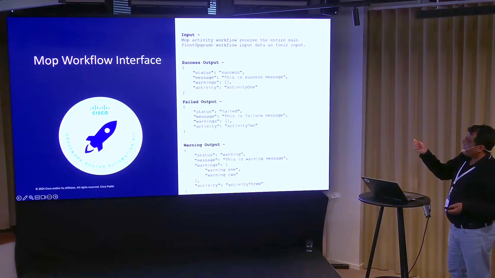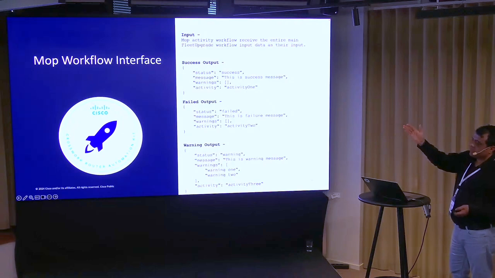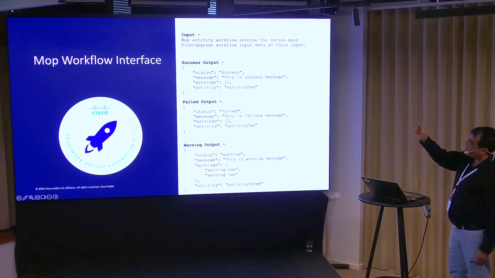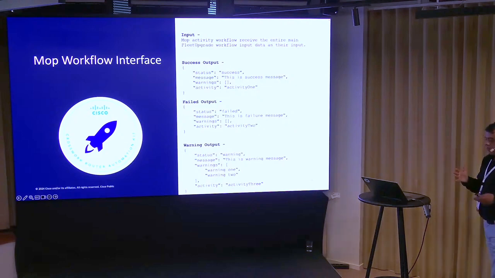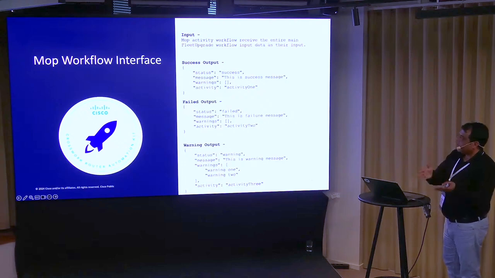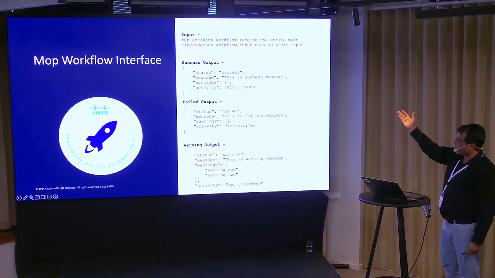On this slide, I've defined the interface schema. This interface schema is specific to the activity workflow. In our example case, I'm going to develop a config backup, a particular mop activity workflow. The input schema is whatever input you have defined for the main workflow; that same input will be received by the mop activity workflow. There is no specific schema. Whatever input you have given to the main workflow will be passed on to the mop activity workflow.